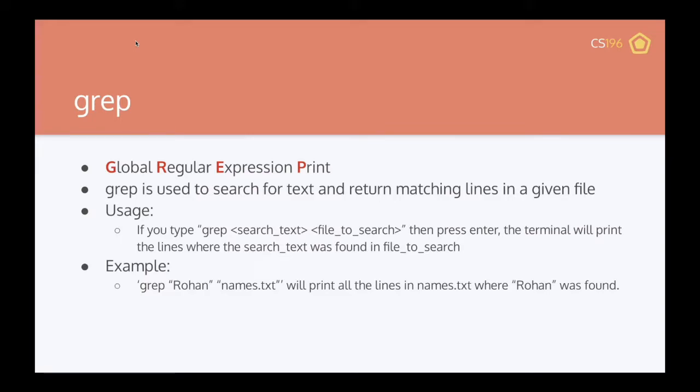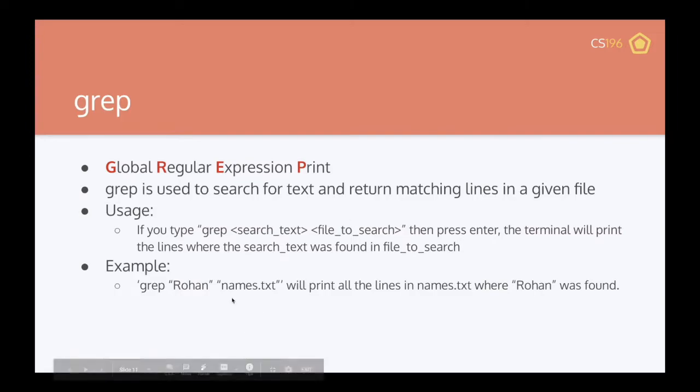Next, we have grep. Grep is a really powerful tool. It stands for Global Regular Expression Print. So grep is used to search for text and return matching lines in a given file. Its usage is, if you type grep, the text you're searching for, and then a file to search, and hit enter, the terminal will print the lines where the search text was found in the file.